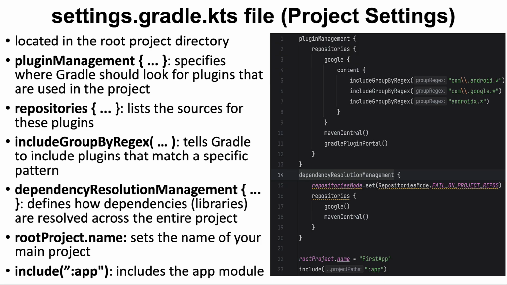Next, the rootProject.name sets the name of your main project. In this case, it's First App. The include(":app") line includes the app module. In most Android projects, this module contains all the code for your application.